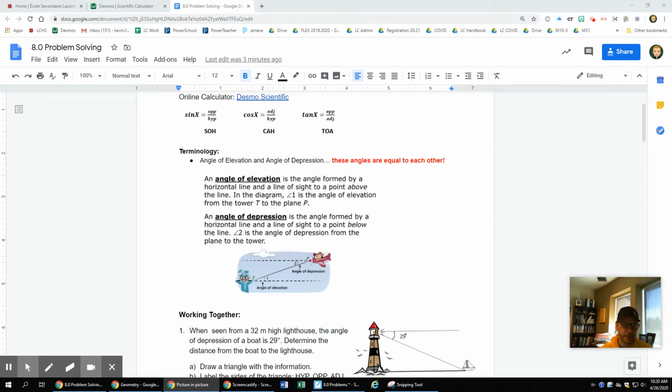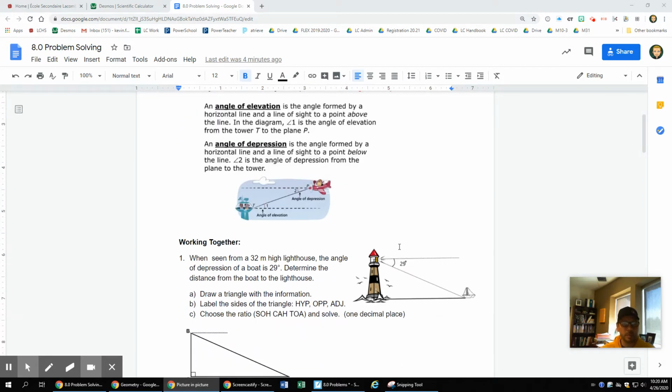The thing is, though, that if you're looking up at somebody and they're looking down at you, these angles are equal to each other. So if the angle looking up is 20 degrees, the angle looking down is 20 degrees. If the angle looking up is 30 degrees, the angle looking down is 30 degrees. There are other mathematical properties that relate as to why those angles are equal, but it makes sense if you think about it.